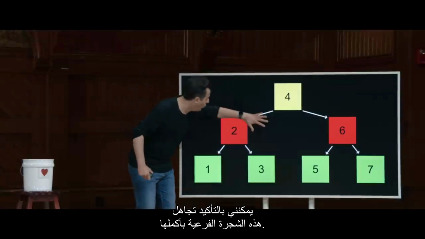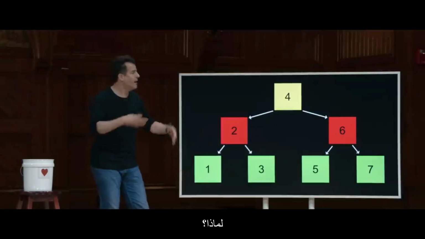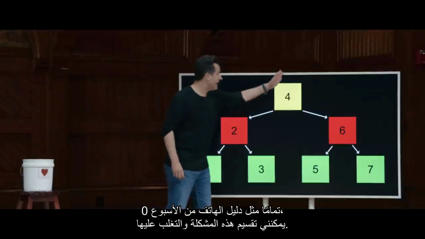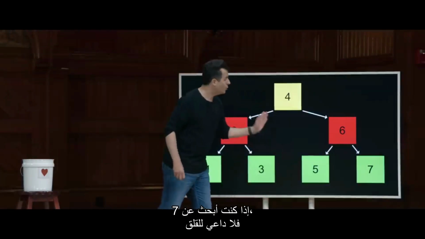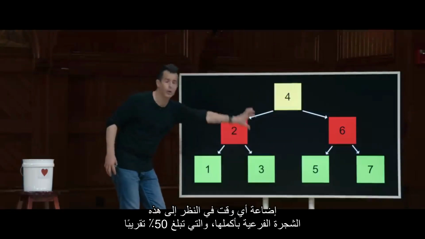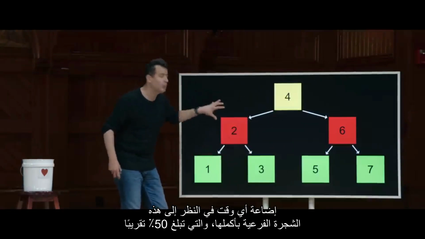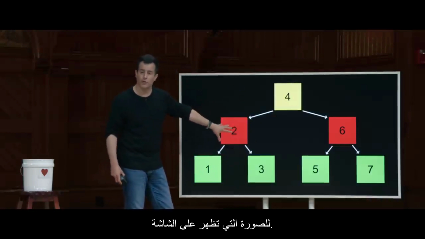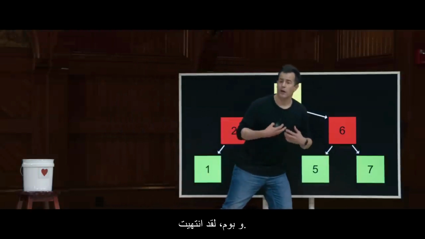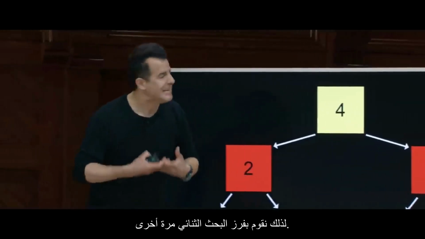I certainly can ignore this entire subtree. Why? Because I'm searching for the number 7, just like the phone book from week 0. I can divide and conquer this problem. If I'm looking for 7, I don't need to bother wasting any time looking at this entire subtree, which is almost 50% of the picture on the screen. And so I can focus on this half, then this half, and boom, I'm done. So we sort of have binary search back.